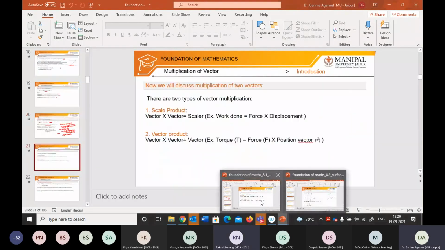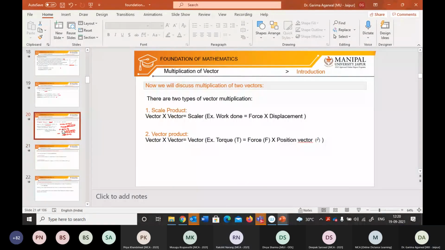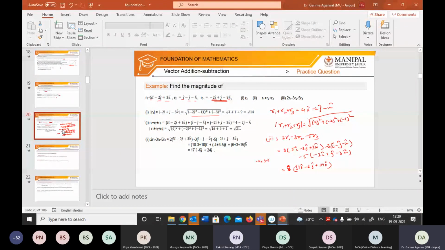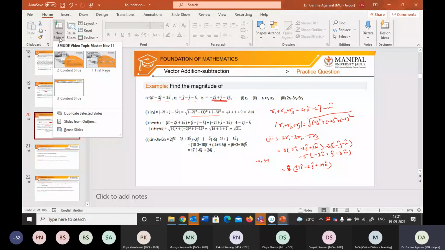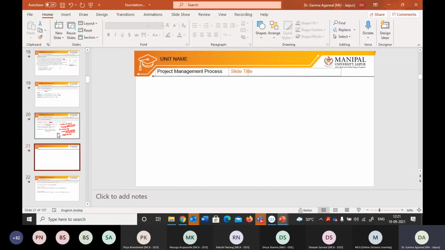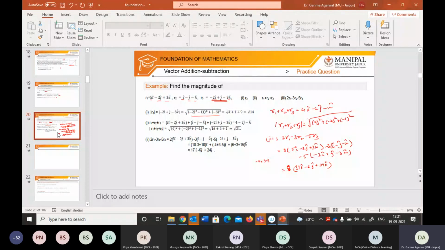This is not my PPT, this one is this one, 2R1 minus 3R2 plus 5R3. Yes, let me add one slide over there. Right, so 2R1 minus 3R2 plus 5R3.